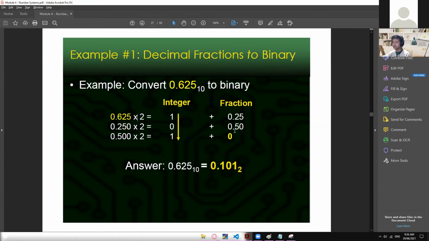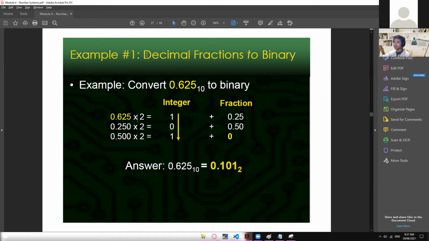So 0 for the integer, and then 0.5 for the fraction. And then 0.5 times 2 is 1, and then 0 now for the fraction. The only time that you will stop multiplying is once you've got a value of 0 on the fraction part. So in here, it's already 0, so you can stop multiplying. And then you can read the result from top to bottom on the integer part. So it's 1, 0, 1.